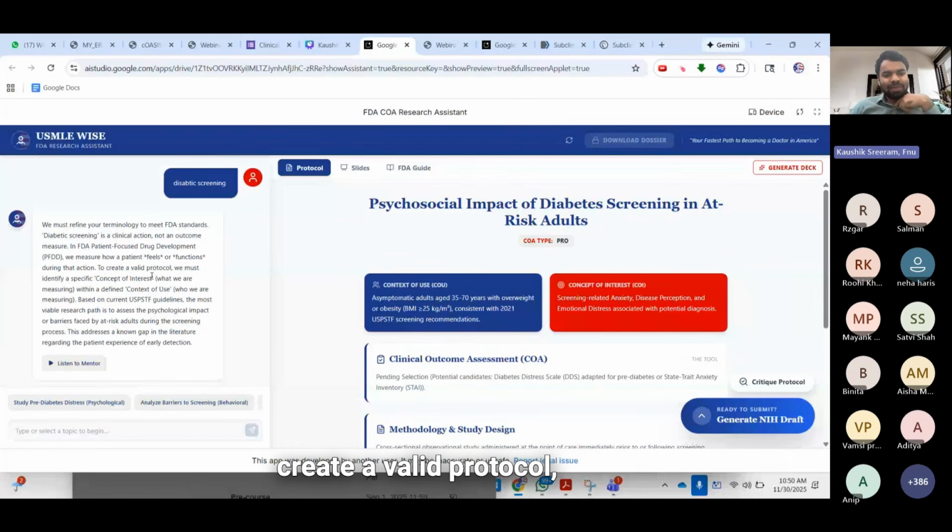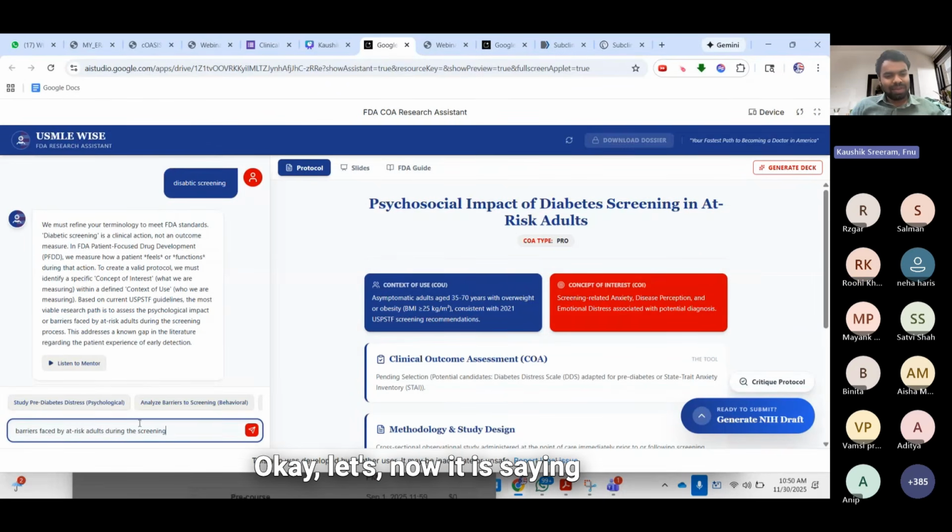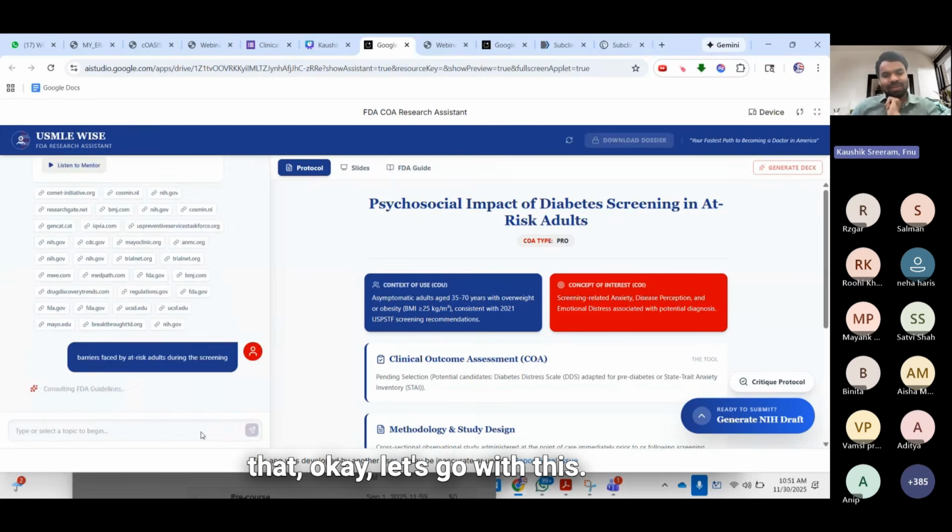To create a valid protocol, you must identify your concept of interest. That is, what are we measuring within a defined context of use? That is, who are we measuring? Based on the current USPSTF guidelines, the most viable research path is the psychological impact or barriers faced by at-risk adults during the screening process. Do you think this is a good topic? Yes, it could be, definitely.